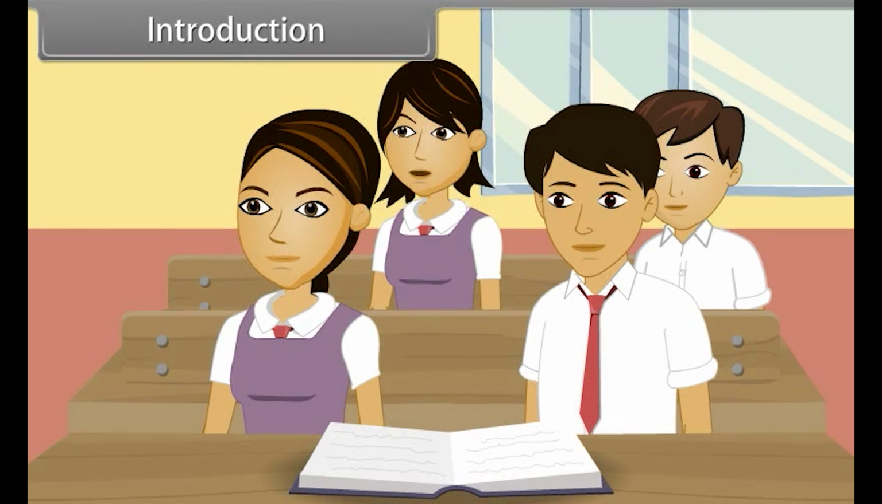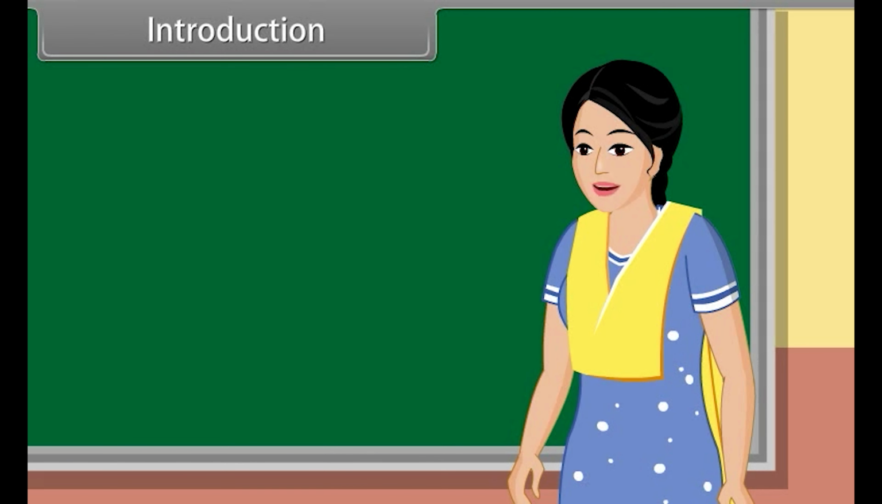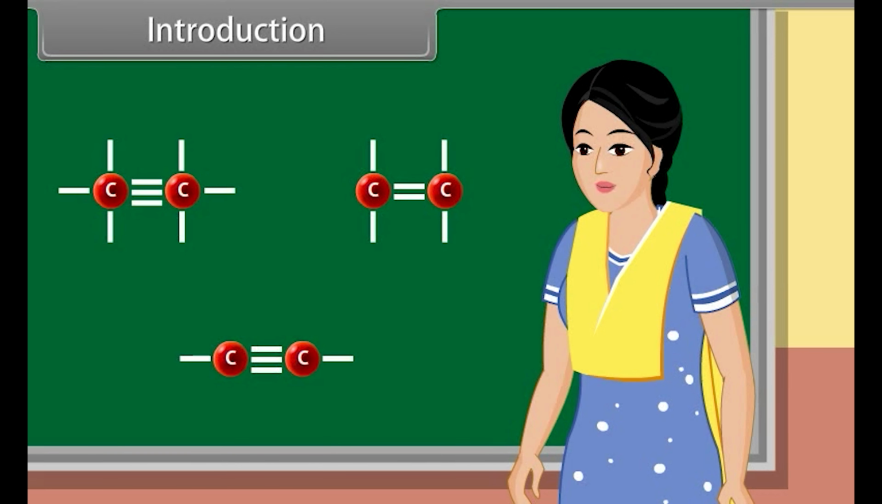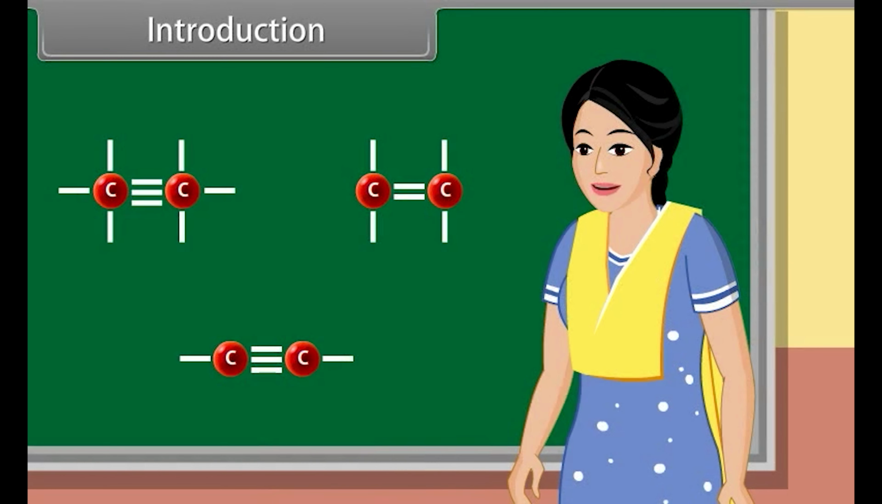Teacher, how are the carbon-carbon atoms attached? The carbon-carbon atoms are attached by single bond, double bond or triple bond, and the functional group present on the organic compound decides its chemical nature. Teacher, what is a functional group? It is a group of atoms in an organic compound responsible for the chemical reactions of that compound.